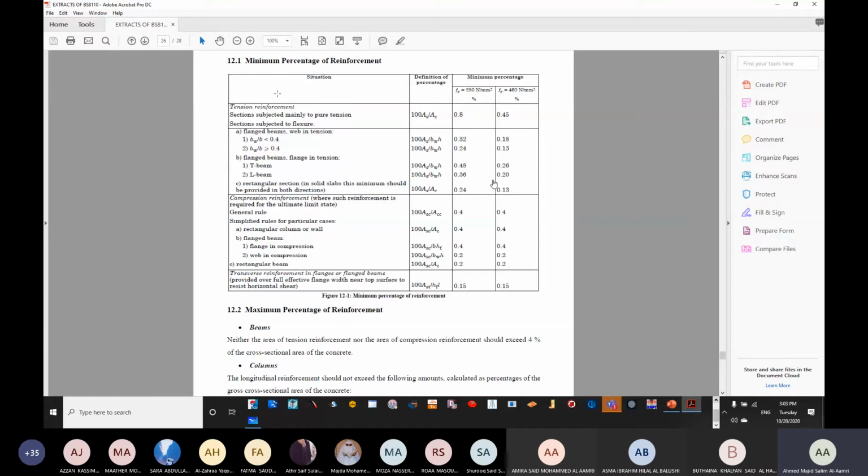Are we designing for tension or compression? We are designing for tension. So we have case A, case B, and then case C, where case C says it's a rectangular section in a solid slab. This minimum should be provided in both directions. Now, are we using 250 or 460 for this problem? 460. So how much is the minimum percentage? The minimum percentage is 0.13.